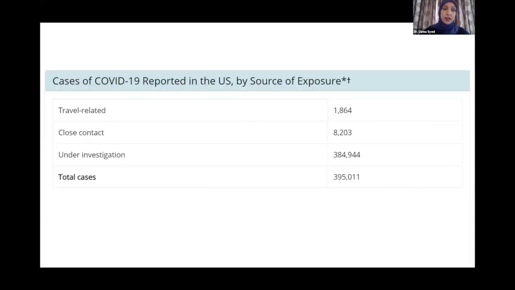Cases of COVID-19 reported in the US by source of exposure. So interestingly, travel-related cases was a little under 2,000. Close contact was reported as roughly about 8,000. And then we have all these cases that are significant, that are under investigation currently. So we'll have more details on this later as time goes on.